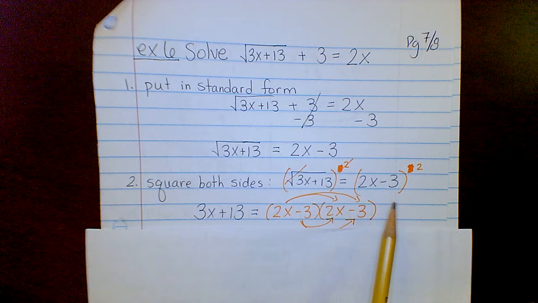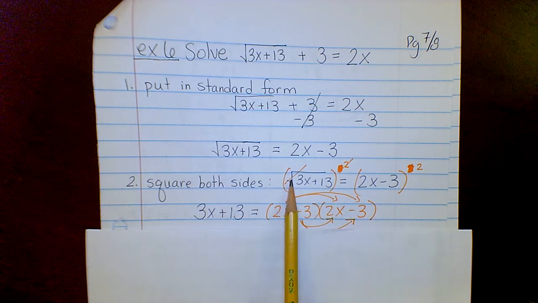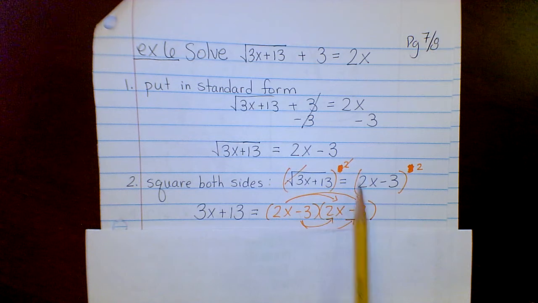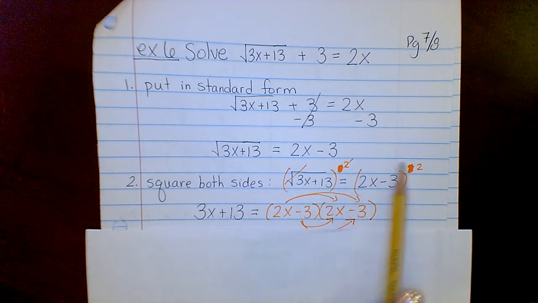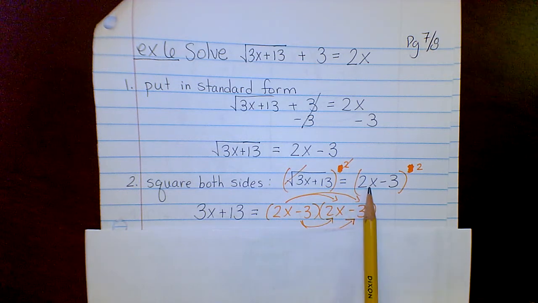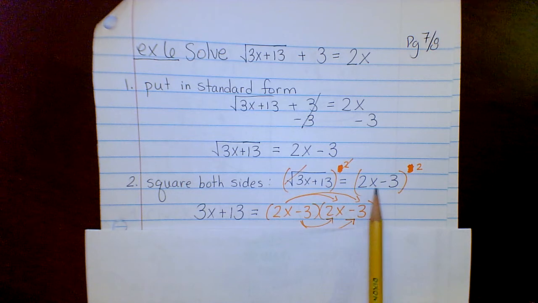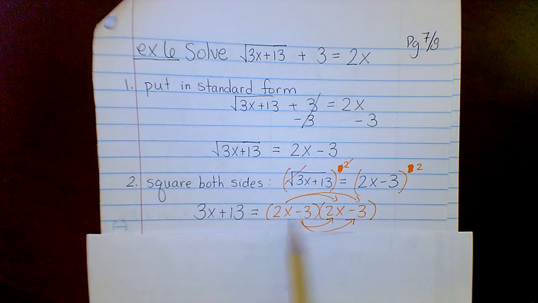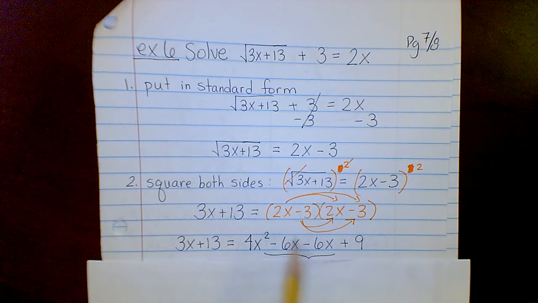In doing so, that squared will get rid of that square root. So that left-hand side just becomes 3x plus 13. Squaring this right-hand side is the same as multiplying that by itself. Do not square 2x and then 3 and tell me that that's going to be 4x squared minus 9. It's not. Or 4x squared plus 9. Either way, it's not. So we do have to distribute all that out.